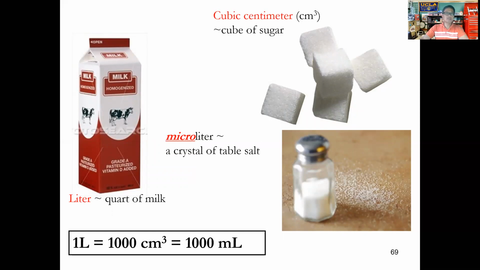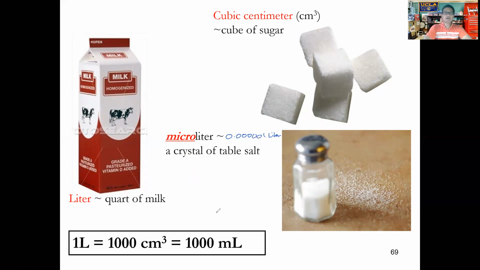With that said, you can imagine if we take the prefix micro and add it to the base unit of liters, we have a unit that is 1,000,000 times smaller. So let's go ahead and write that in. It's going to be 0.000001 liter. So we have a unit that is 1,000,000 times smaller than the liter, and that's roughly the volume of a single crystal of table salt.